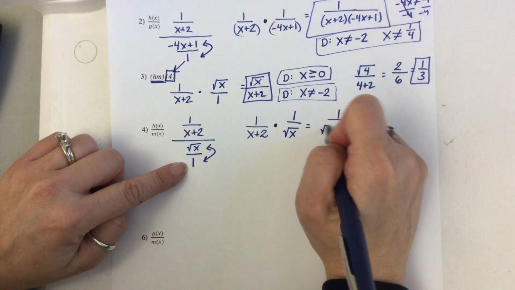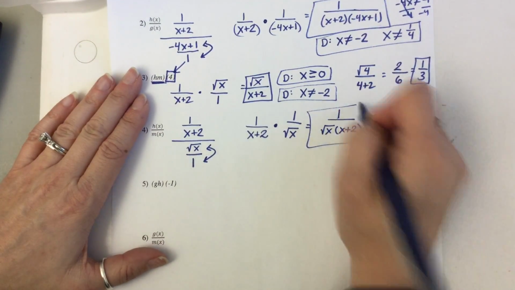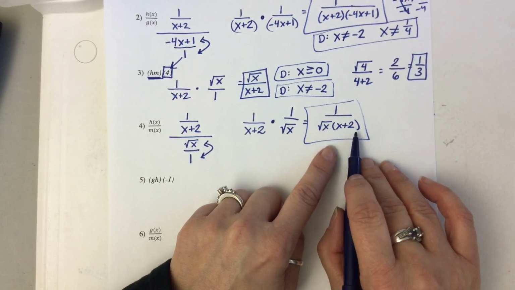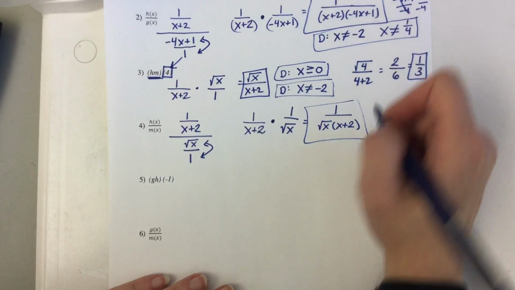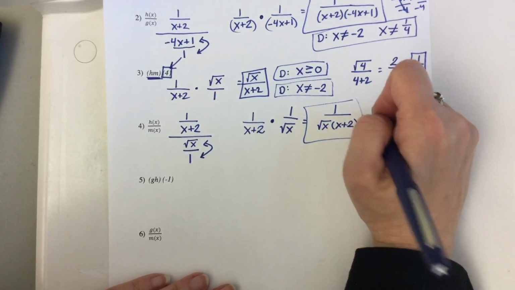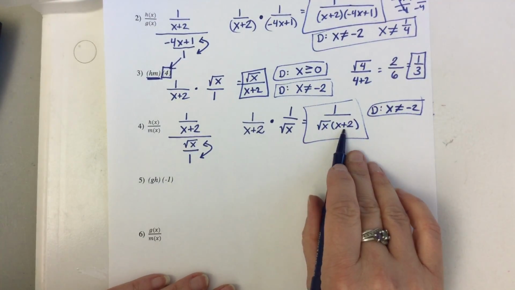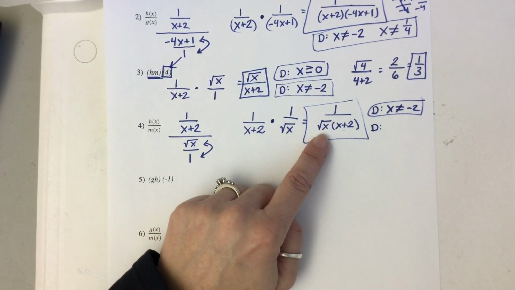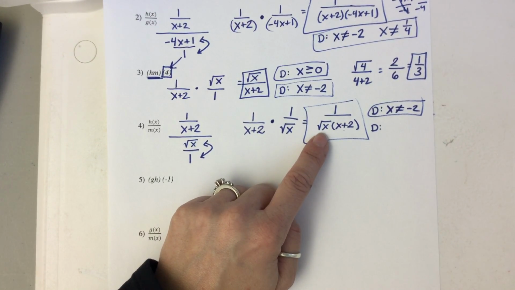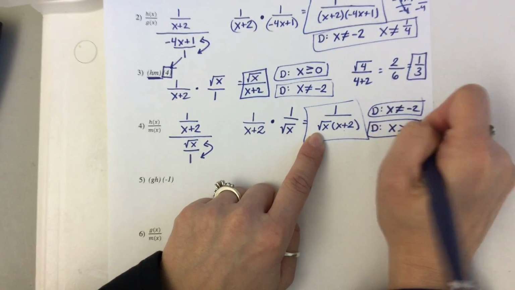Bottom times bottom. Again, I am totally fine if you keep it like this, because this is going to help us identify the domain. Now remember the domain, okay? You cannot have anything on the bottom equal 0. So x can never equal negative 2 because of this. Now, typically, whatever's underneath the radical symbol has to be greater than or equal to 0. This time it can't be equal to 0 because it's on the bottom. So x has to be greater than 0.